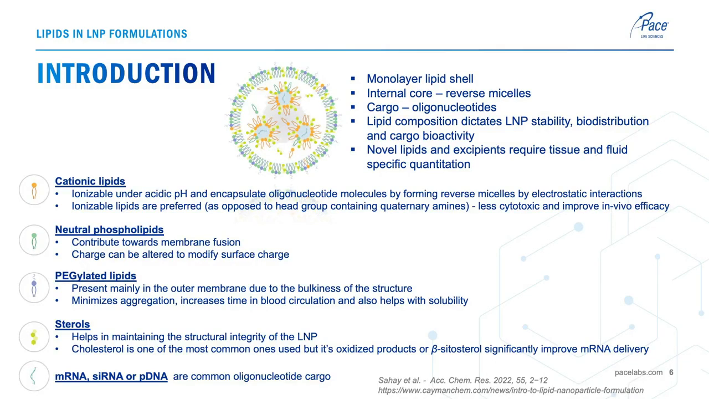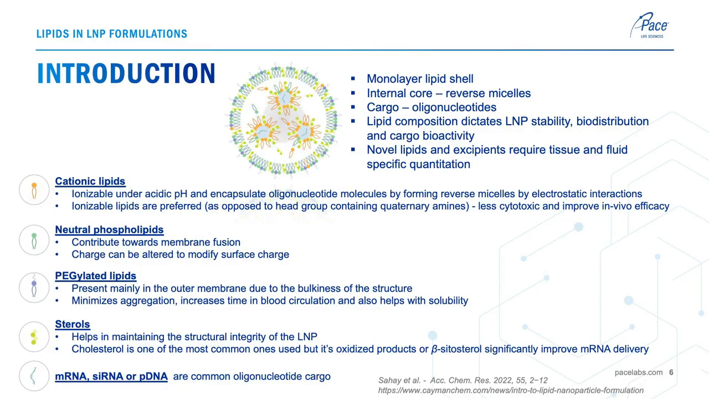Non-ionic lipids, such as pegylated lipids and sterols, also form the outer membrane of the LNPs. Pegylated lipids help minimize aggregation and increase the LNP time in blood. They also aid in solubility due to the hydrophilic PEG chains. Sterols, on the other hand, help in maintaining the integrity of the LNP. Cholesterol is widely used in LNP formulations, and oxidized forms or beta-sitosterol help improve the mRNA delivery significantly. The composition of all these different lipids dictates the LNP stability and the efficacy of the cargo.